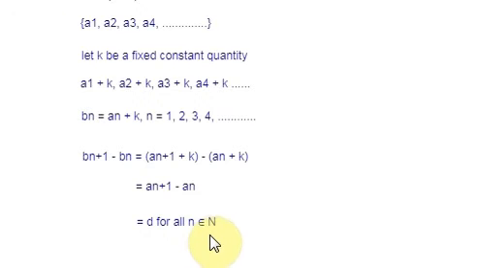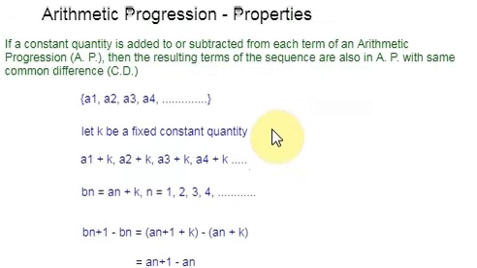And we know that An is a sequence with a common difference d. Therefore, the new sequence we get after adding a constant quantity k to each term of the arithmetic progression is also an arithmetic progression with a common difference d. Hope you are clear with this property. Hope you are clear with the statement and proof of property 1.